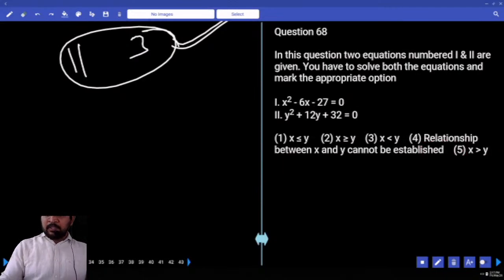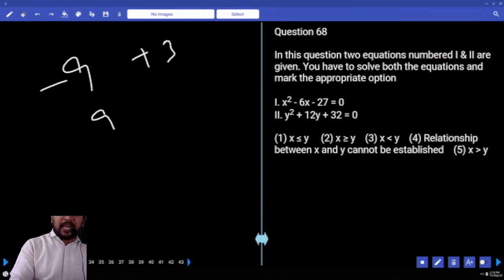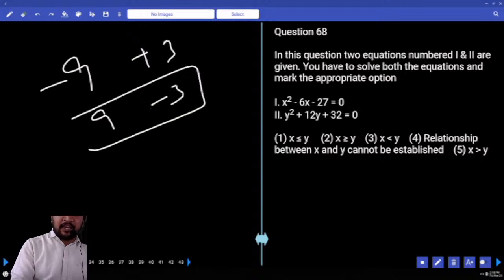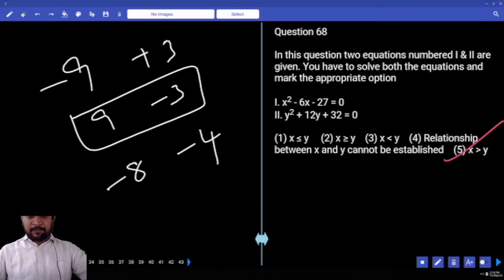Next one. So what are the possibilities? 9 minus, 9 plus 3, it comes outside, 9 minus 3. Are you clear? This is 8 to 4, 8 minus, 8 minus 4. Then automatically which one is greater? X is greater. X is greater than y.